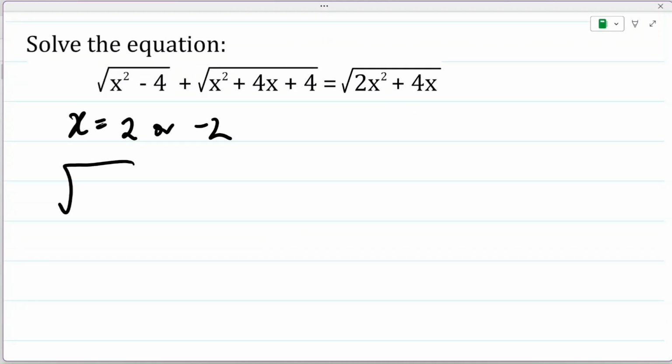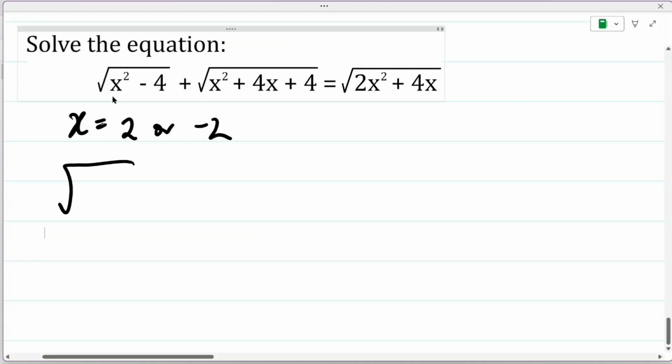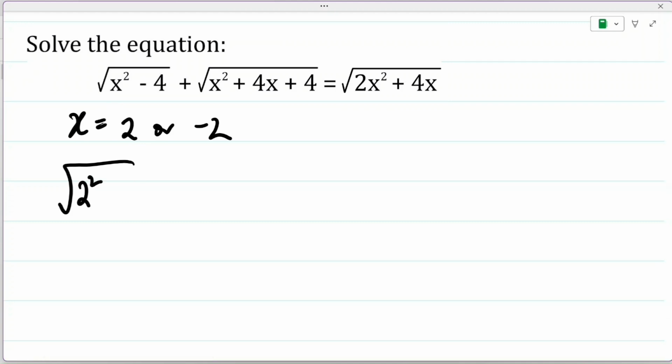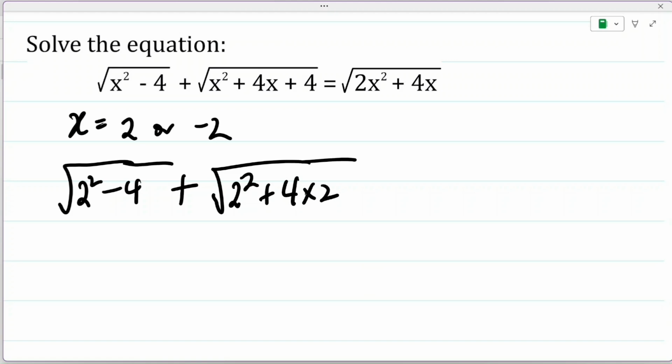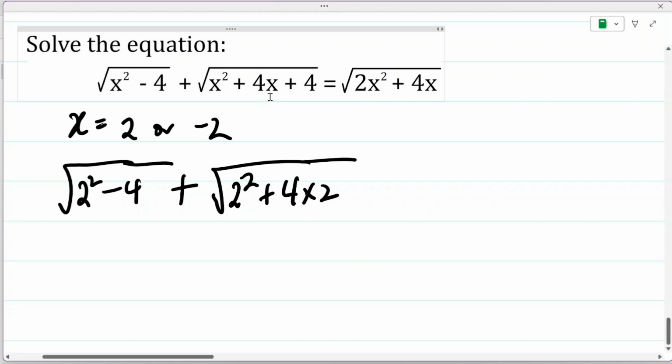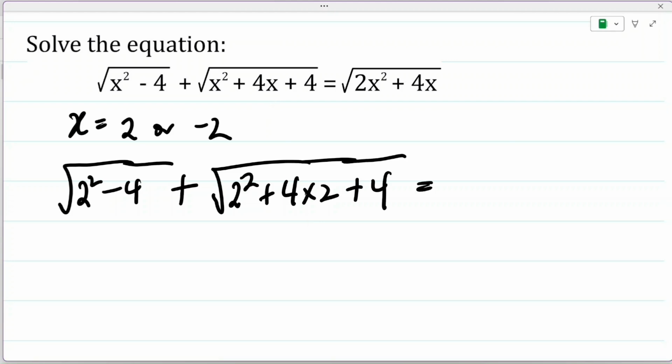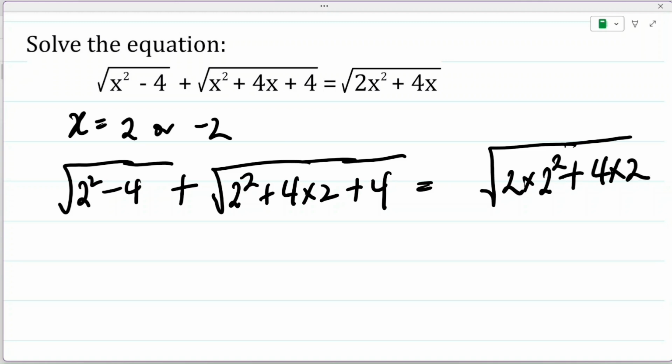You have square root of, you're now changing your x to 2. So you have 2 squared minus 4 plus square root of 2 squared, that's x squared, plus 4 times 2, that's 4x. The 4 and the x are linked by times, so it's 4 times 2, be careful. Plus 4 equals square root of, you have 2 times, the value of the x is 2 squared plus 4 times 2. This is 4x, that's 4 times 2. Let's go on and solve.